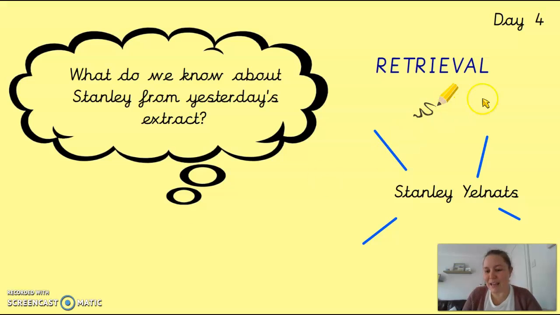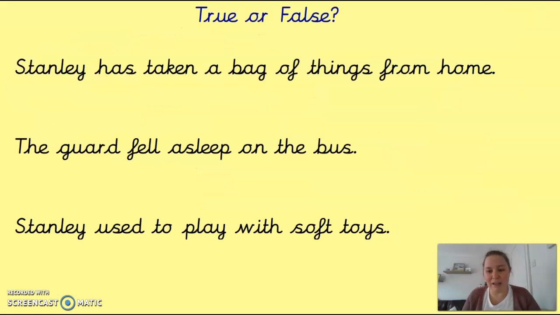For the next part of the session, we are going to look at true or false questions, and this is what your independent activity is going to be as well. So if we have a look, I have written 3 statements here and you need to decide whether they are true or false. Okay, so we've got: Stanley has taken a bag of things from home, the guard fell asleep on the bus, and Stanley used to play with soft toys. So pause me there, decide whether they're true or false, find the piece of information from the text, find the sentence that gives you that information, and then come back and we'll chat.